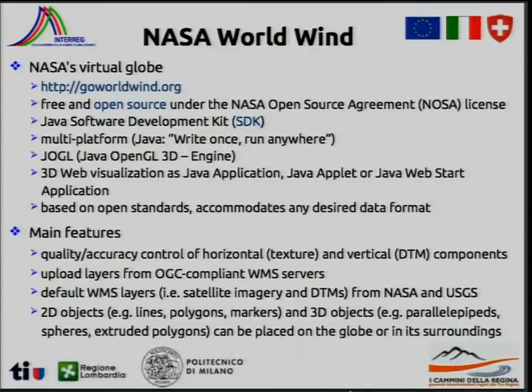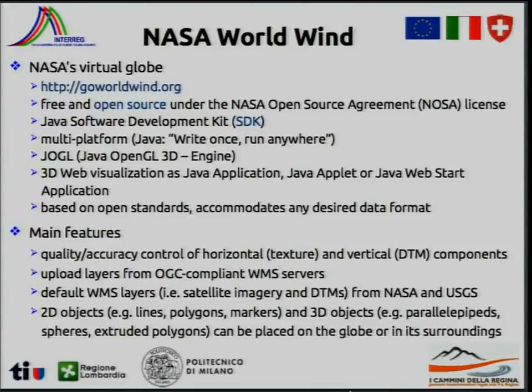Before entering the PolyCrowd system, I would like to briefly introduce Whirlwind, which is the open source virtual globe developed by NASA. Whirlwind is actually available as an SDK, and so it's really customizable and improvable, and then it's written in Java, so it's multi-platform. Here you have just some of the possible features. Of course, if you want to know more, you can have a look at the website.